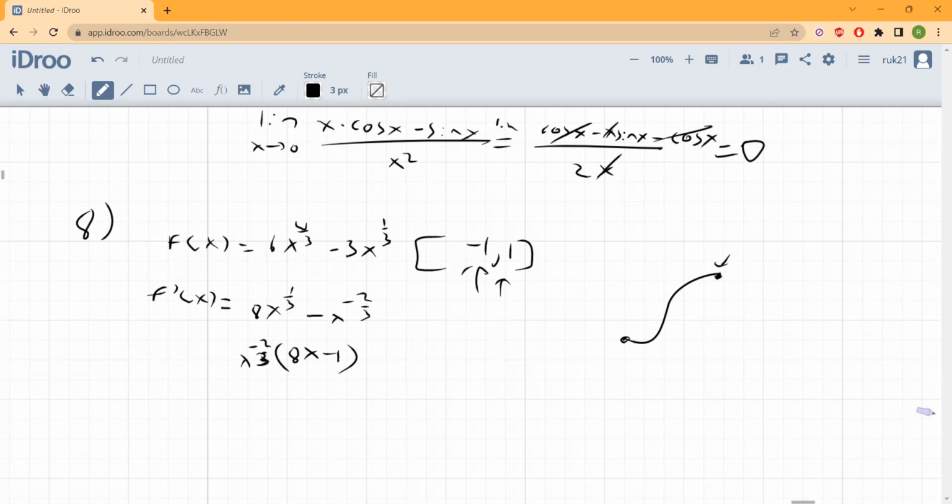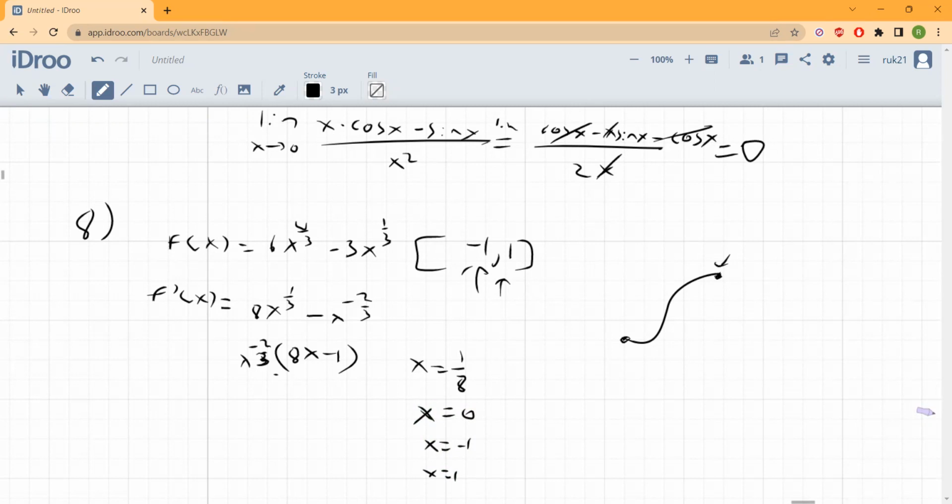The numbers we need to check are x equals 1/8. Then, at x equals 0, f prime doesn't exist because remember this is 1 over 0, but the actual function does exist at 0. So therefore, this is also a critical point that we need to check. So x equals 0 is a critical point. And then we need to check x equals -1 and x equals 1.